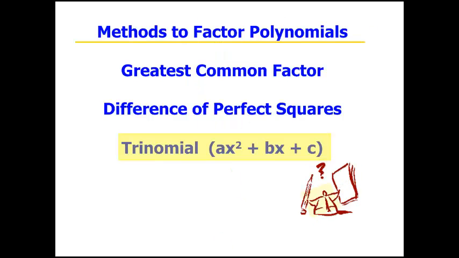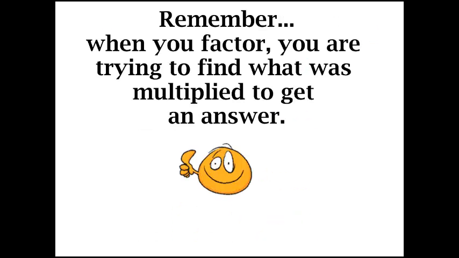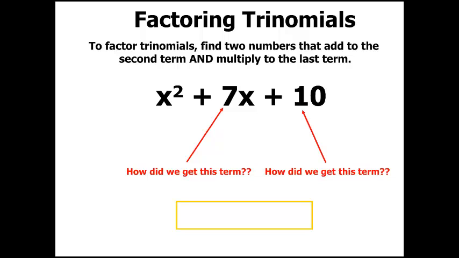So let's take a look at how we would go backwards from this process to finding if this was the answer. How do we know the question? Remember, when you factor, what you're trying to do is find what did we multiply to get the answer. So when we're looking at a trinomial, we have to think about how did we end up with this? What did we multiply together to get this product? How did we get this term? How did we get the last term?